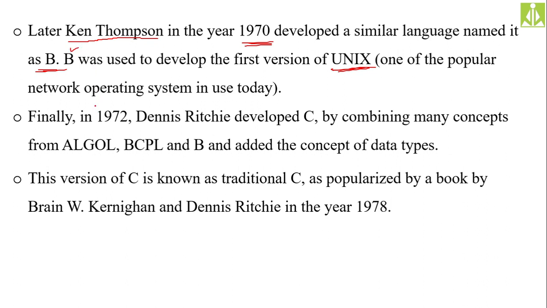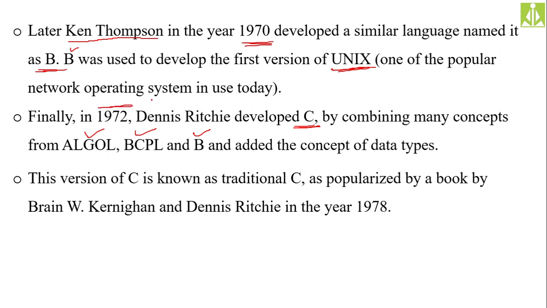Finally, all these things gave the way to the development of C language. In the year 1972, Dennis Ritchie developed the C language by combining many concepts. He not only took concepts from ALGOL, BCPL and B, but added many different concepts to these three, and finally developed the C language in the year 1972.